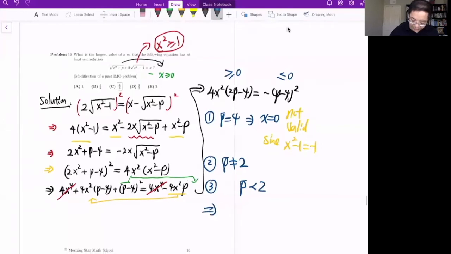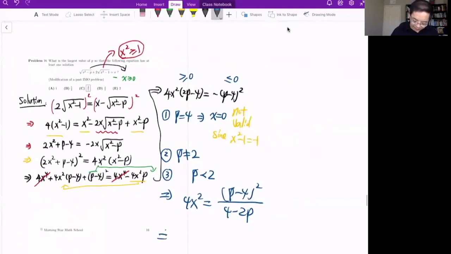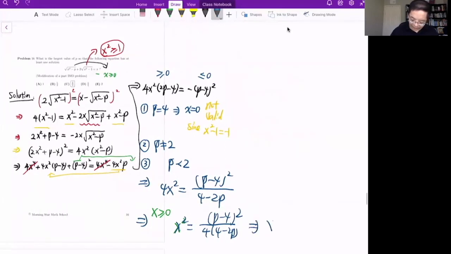So I get the expression 4x squared equals (p minus 4) squared divided by (4 minus 2p), all right? And this gives me x, because I also know x is bigger than 0, and this quickly gives me x squared. I have x squared equals (p minus 4) squared over 4 times (4 minus 2p), right? I take the square root, I get x is (4 minus p) over 2 times the square root of 4 minus 2p.